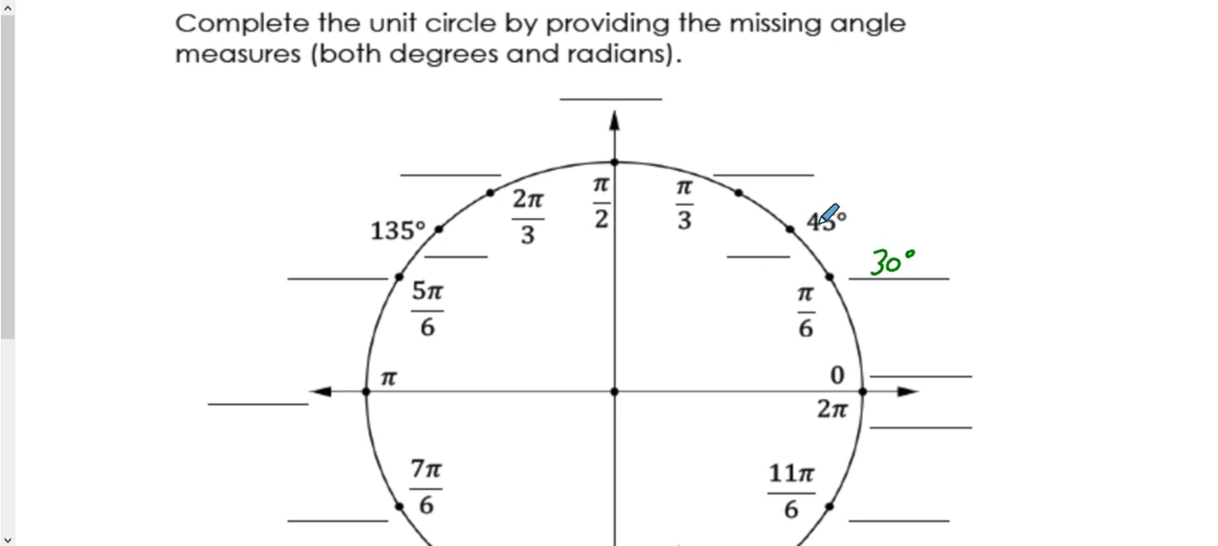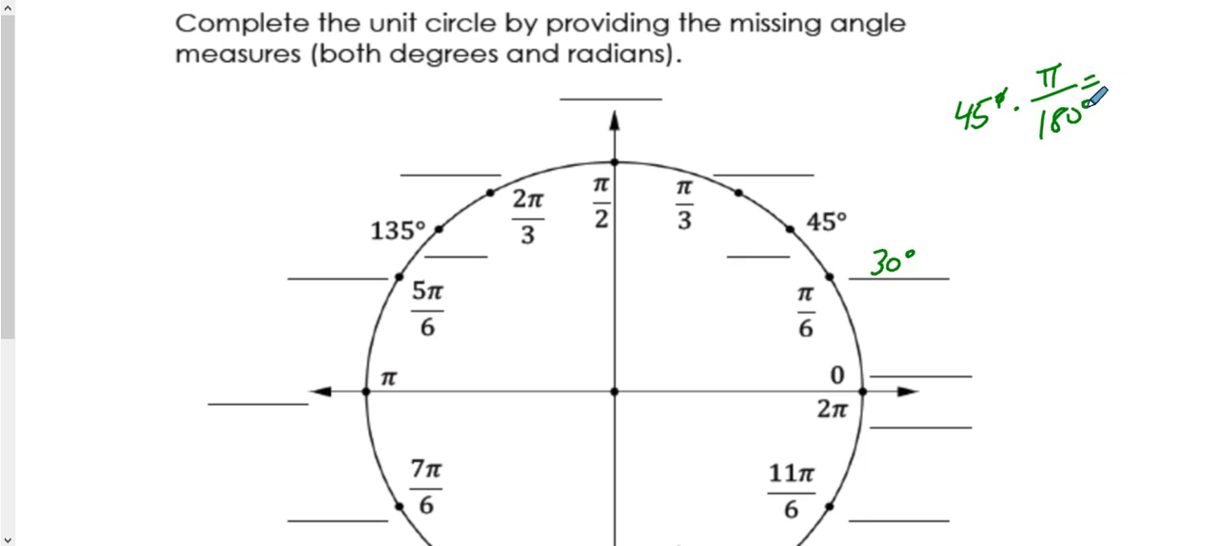Whenever we go the other direction, so for instance, this 45 degrees, if we wanted to change it into a radian measure, we would take this 45 degrees and we would multiply it times pi over 180.